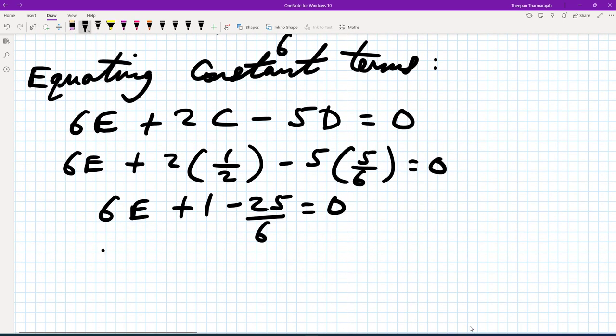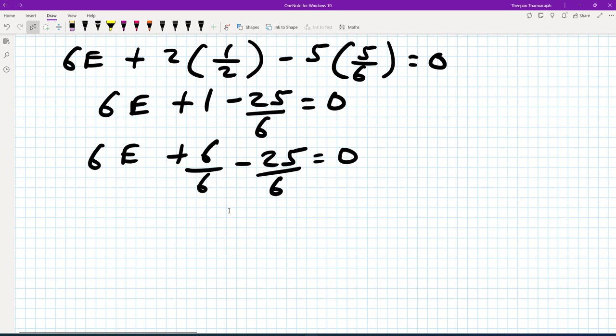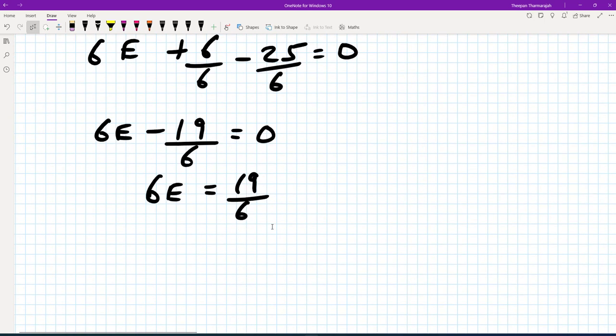So we can say 6e plus 6 over 6 minus 25 over 6 equals 0. And we can say that 6e minus 19 over 6 equals 0. 6e is equal to 19 over 6, and therefore e is 19 over 36.